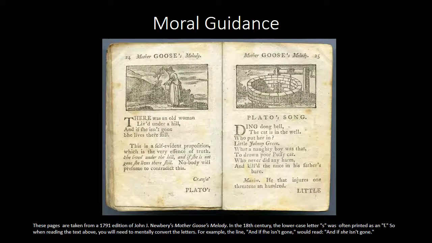Next, we'll look at literature that offers moral guidance. And if you look at the top of this page, you'll probably be familiar with the title, Mother Goose's Melody, or Mother Goose's Nursery Rhymes, as we know them today. Now, this text was taken from a 1791 edition of the book. And in the 18th century, the lowercase letter s was often printed as an f. So as we read this text above, you'll want to make that mental conversion.